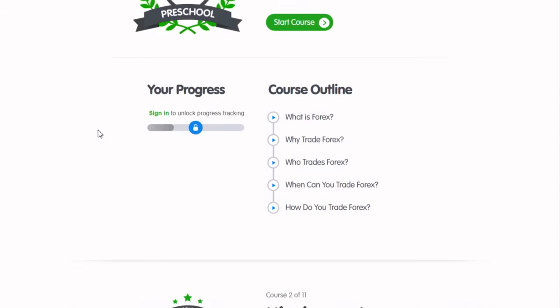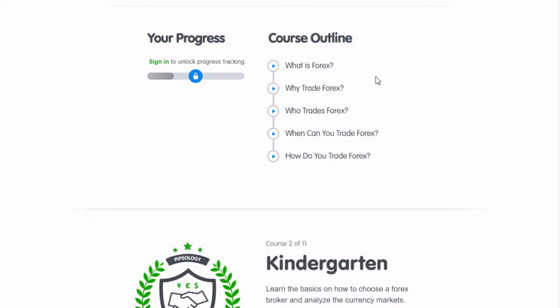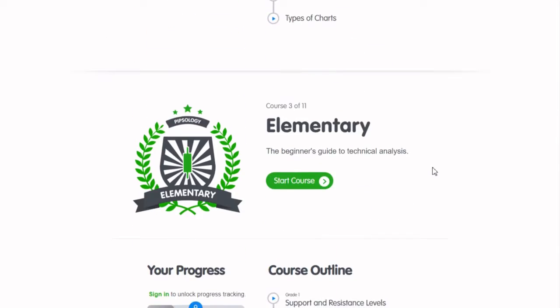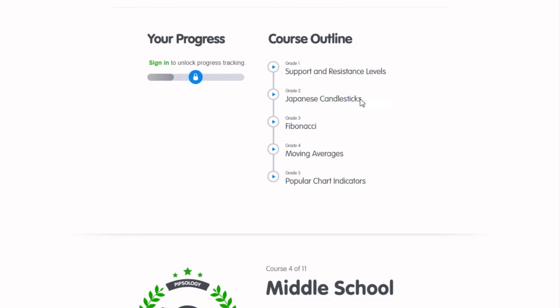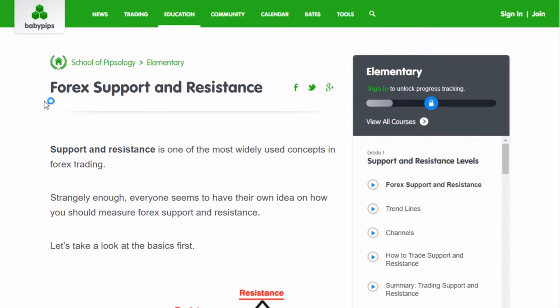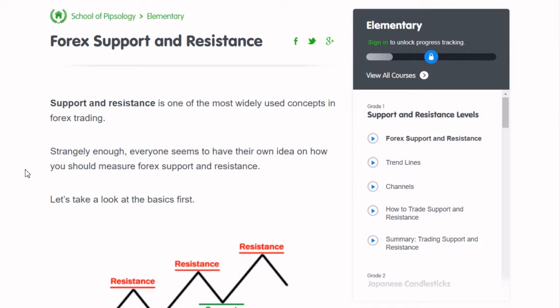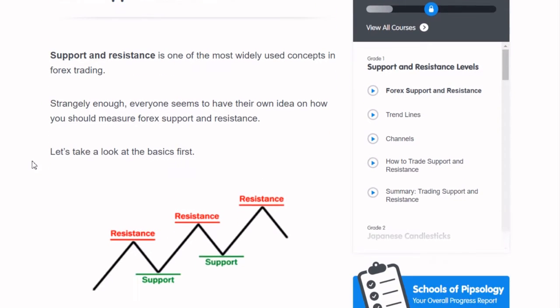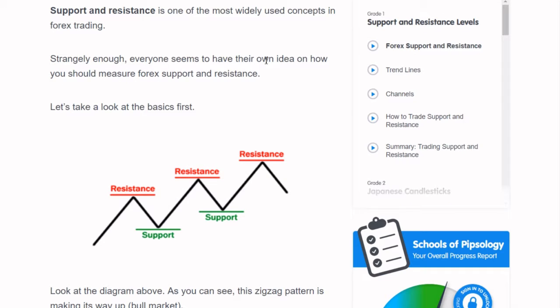But just for the sake of time, obviously, what is Forex? We're not learning about Forex. I'm going to scroll down. I'm going to go down to support and resistance levels. So let's scroll up here. Support and resistance is one of the most widely used concepts in Forex trading, or any kind of trading for that matter, really. Strangely enough, everyone seems to have their own idea on how you should measure Forex support or resistance. So let's take a look at the basics first.